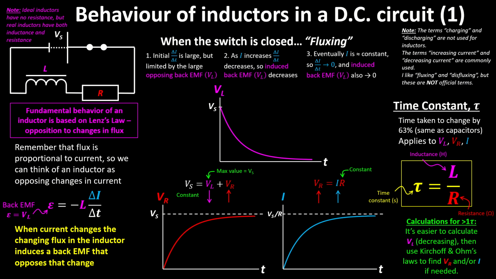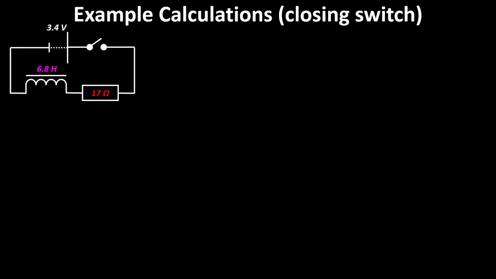If you're dealing with more than one time constant, it's easier to calculate the inductor voltage first because that one's decreasing. You can just multiply it by 0.37 however many times you need to, and then use Kirchhoff's and Ohm's laws to figure out the resistor voltage and current. So for an example, let's say we've got this circuit with a 3.4 volt power supply, a 6.8 henry inductor, and a 17 ohm resistor, and the switch is closed at time 0 seconds. Let's start off with one: calculate the time constant of the circuit.